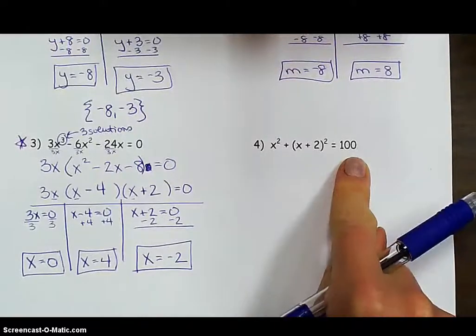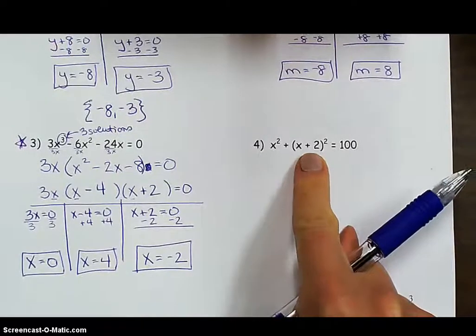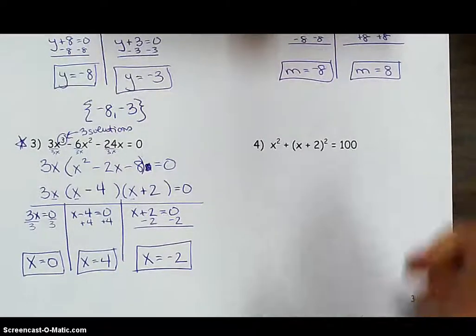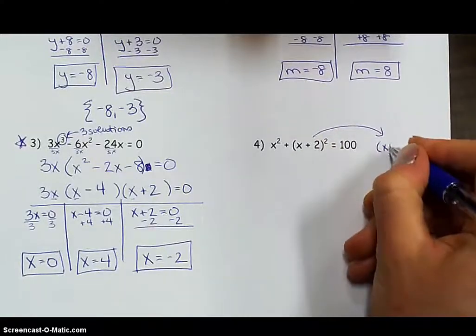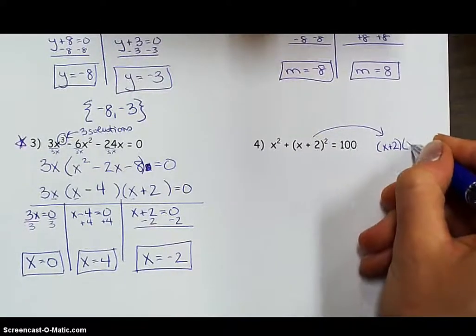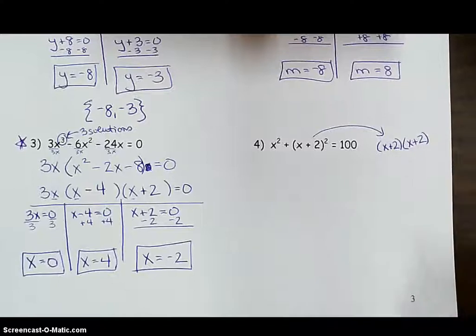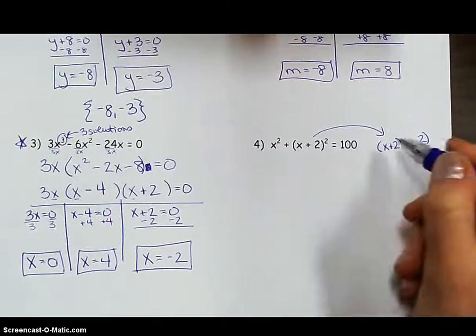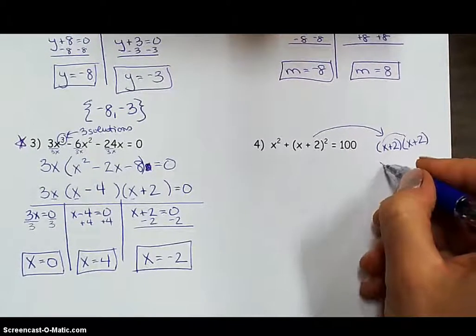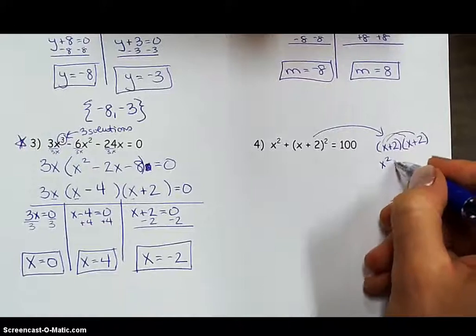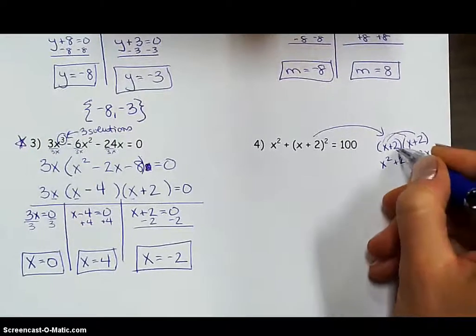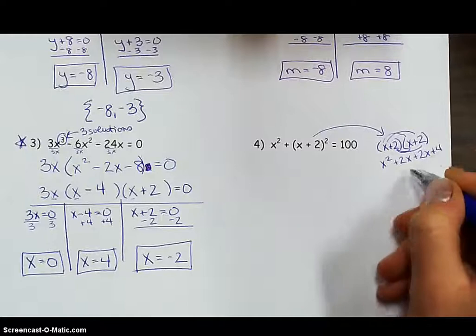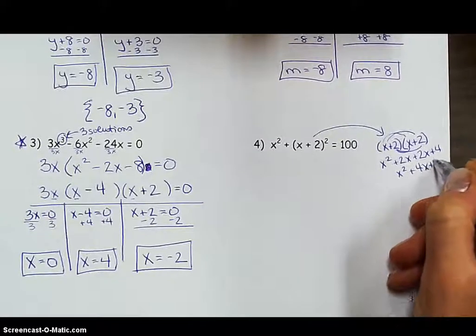Now number 4, we're going to have to simplify here because we have an x plus 2 squared. So I remember that when we square parentheses, we have to write it out twice. And then we have to use our long distribution. So x times x is x squared. X times 2, 2 times x, and 2 times 2. We combine those middle terms, 4x plus 4, and there we go.